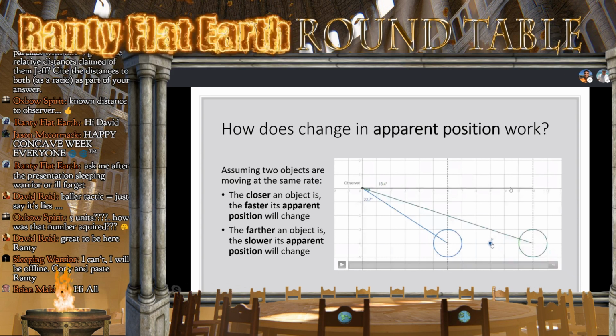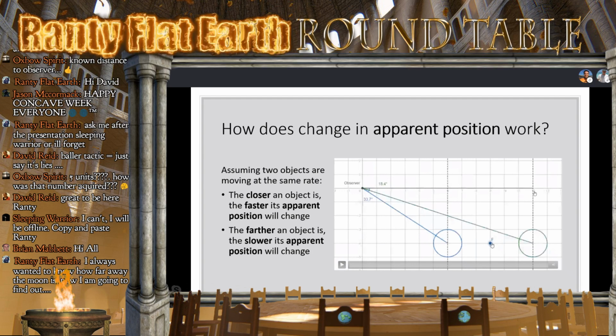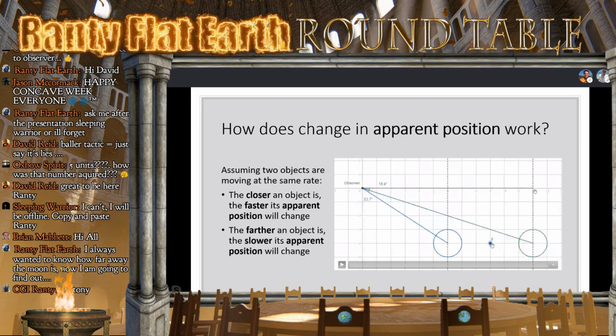These two circles are the same size. They're radius of 1. One of them is 6 units away from the observer, and the other is 12 units away from the observer. The observer is here, and he's looking straight ahead, which for him is to our right.